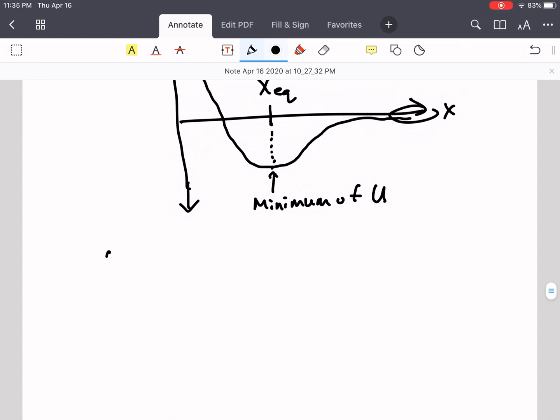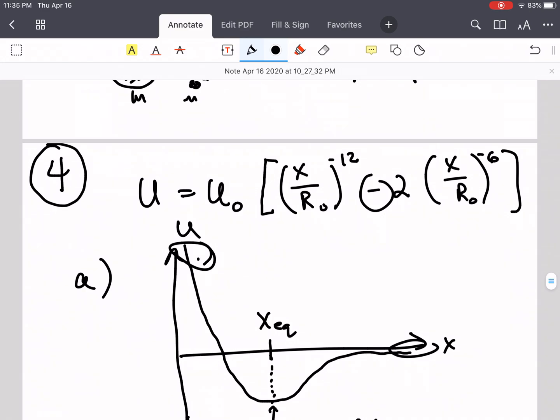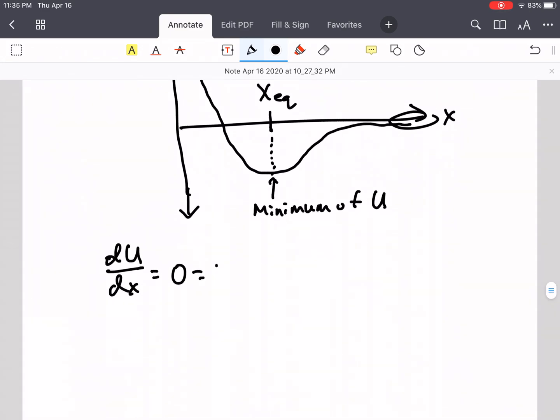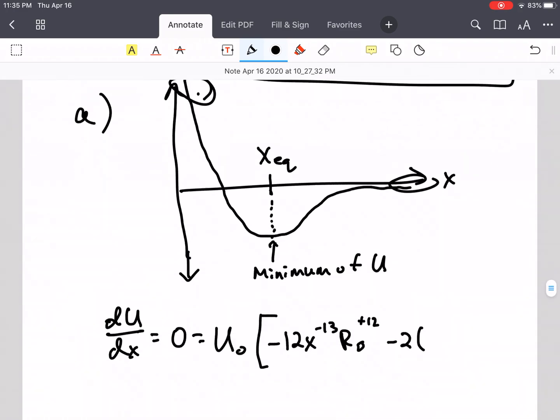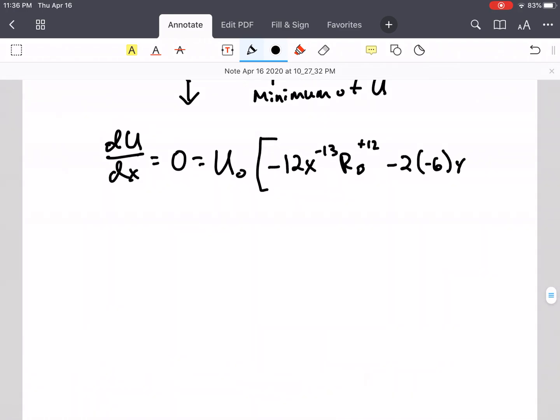Where is the minimum of U? It's where the derivative is equal to 0. So we need to take a derivative. The derivative of this function is not too bad. It's just a polynomial, so that's U0 times the derivative of x to the minus 12, which is minus 12 x to the minus 13th, R0 to the positive 12, minus 2 times the derivative of x to the minus 6, which is negative 6 x to the minus 7th, R0 to the positive 6th. And now we want to solve for when this is equal to 0.